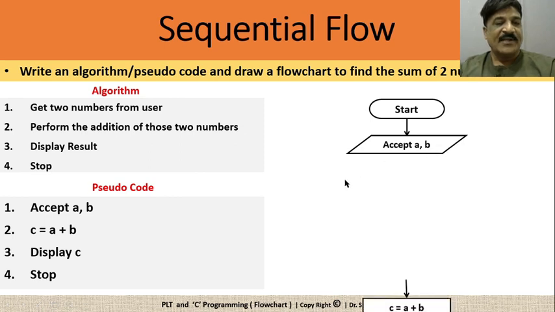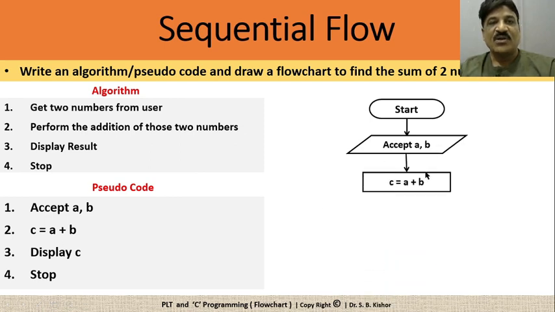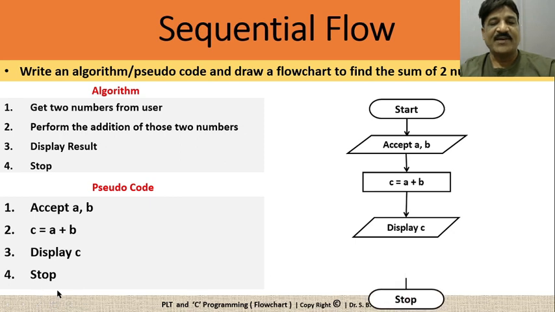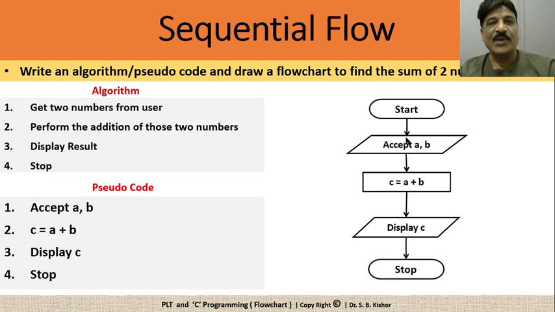Okay. Then perform the addition by means of what? A process box, which is rectangular in shape. Then display the result, again an input-output box, and finally stop. And observe the arrow. The flow is from what? Top to bottom.